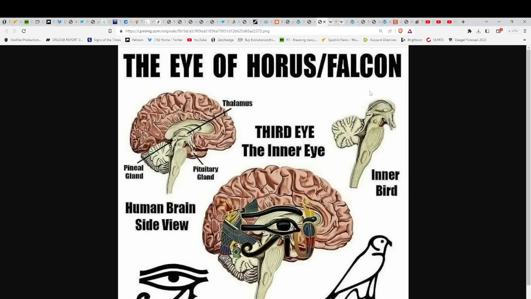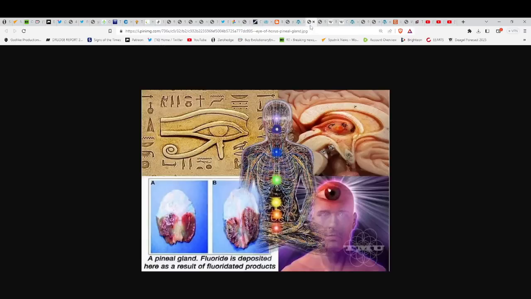When we look to the Eye of Horus and the falcon, I mean, this is again, that eye, the all-seeing eye, is the third eye, because you don't have to go anywhere to see. You just have to think and focus, and you can. We can remote view. That's just a gift that we have. It's an ability that we have when we're not in the dark age, and when we haven't fallen prey to their dark medicines. As you see, a pineal gland fluoride is deposited here as the result of fluoridated products.